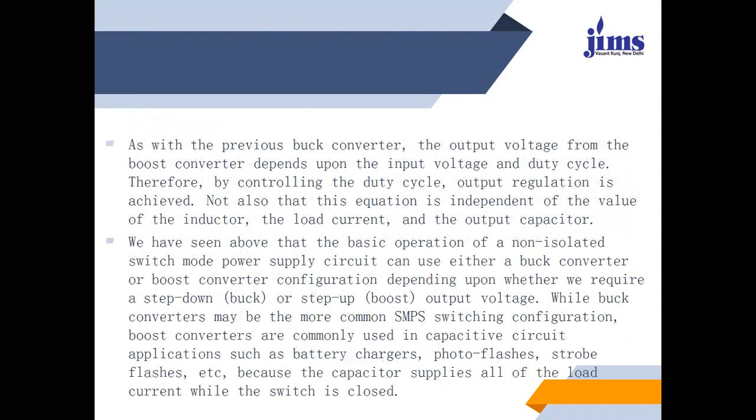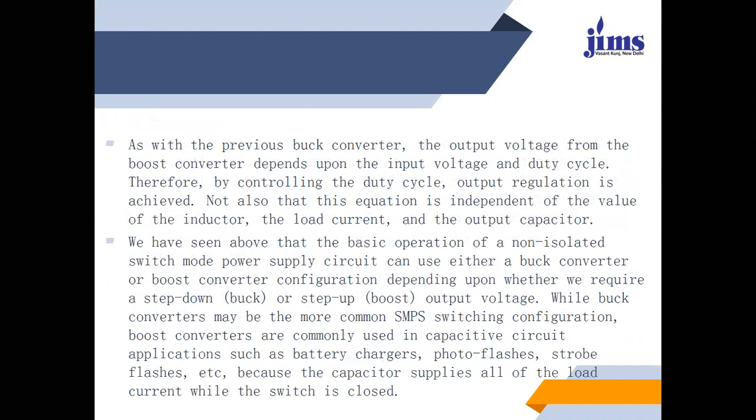As with the previous buck converter, the output voltage from the boost converter depends upon the input voltage and duty cycle. Therefore, by controlling the duty cycle, output regulation is achieved. Note also that this equation is independent of the value of the inductor, the load current, and the output capacitor.